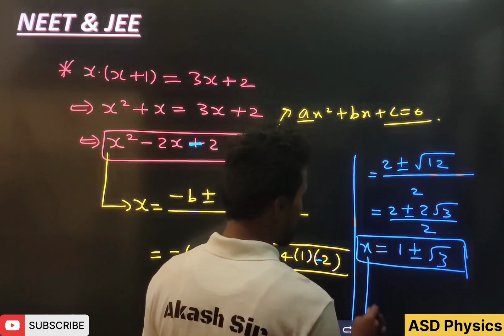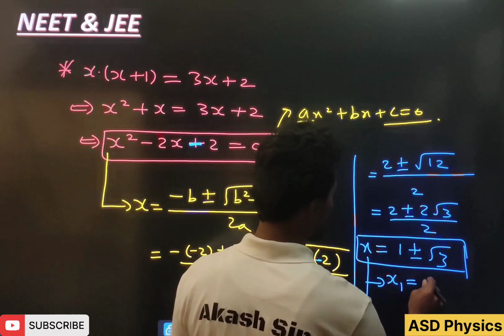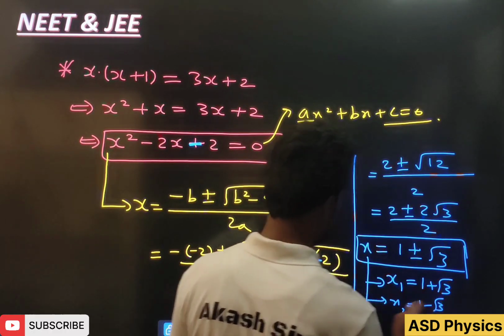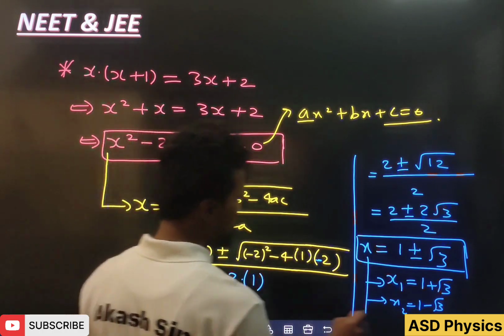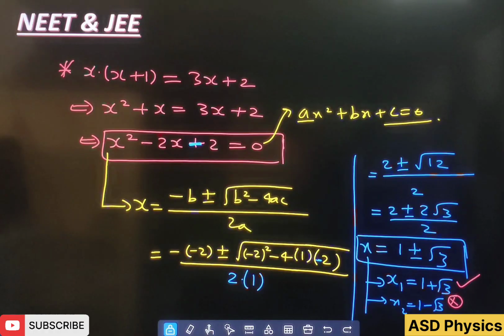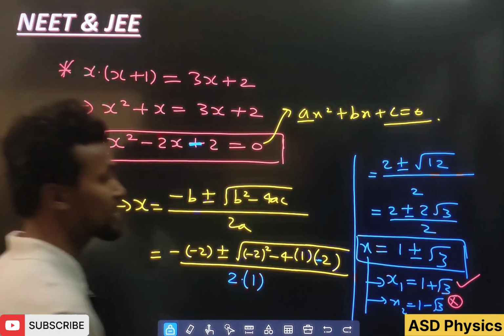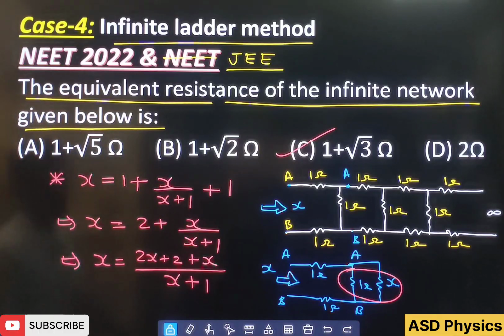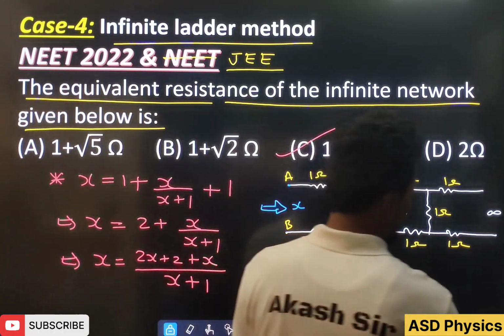So if I write the roots, the first one is going to be 1 plus root 3, the second one is going to be 1 minus root 3, and you know very well the resistance cannot be negative. So this is going to be the answer, and this cannot be the answer. You can see very well, students, which option is correct here: this one, 1 plus root 3 ohm is the answer. I hope you have understood this infinite ladder method very well.